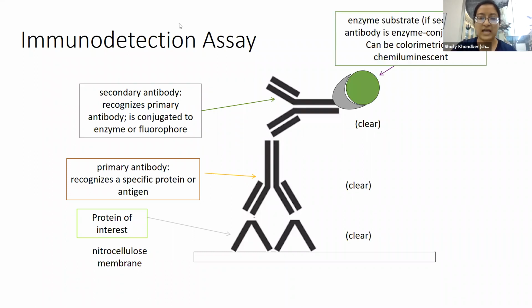At the last step, some kind of an enzyme substrate is added to the membrane if the secondary antibody is enzyme conjugated. This can be either colorimetric or chemiluminescent, it depends on what type of imaging system is used. But this substrate will undergo an enzymatic reaction with the secondary antibody, and this will give some kind of a signal, either something colorimetric or something chemiluminescent.